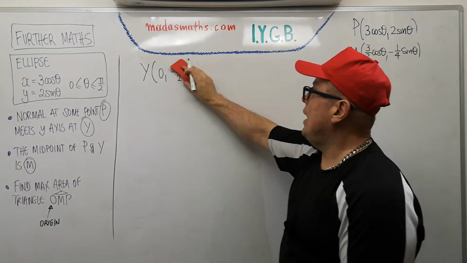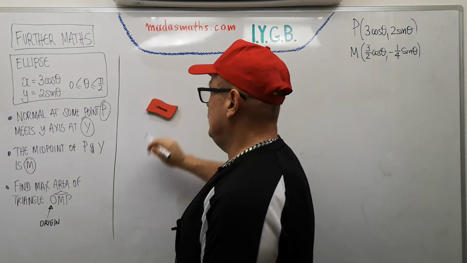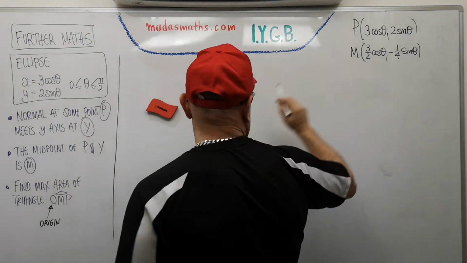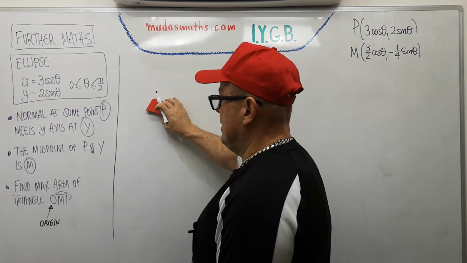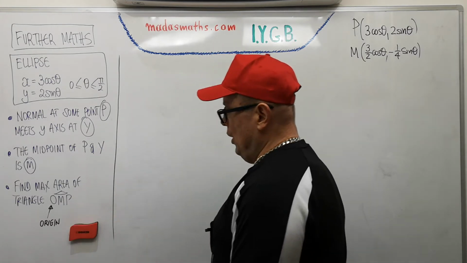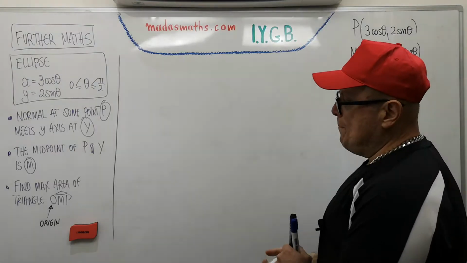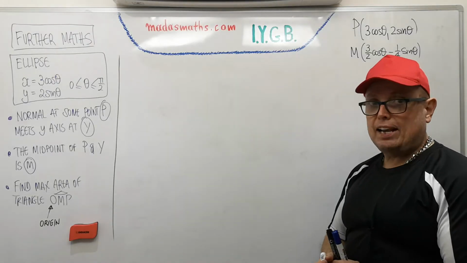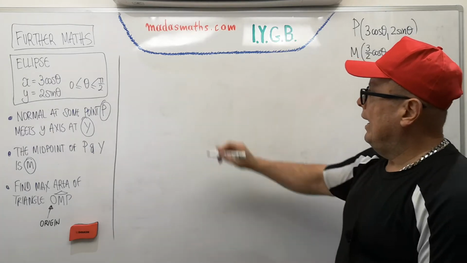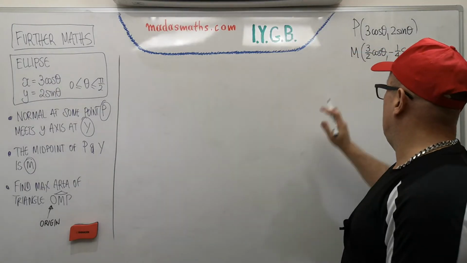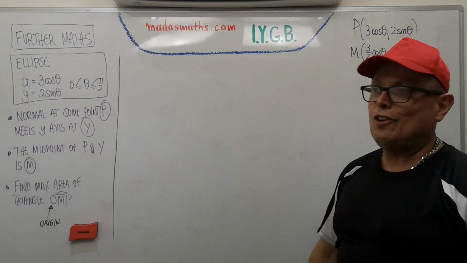So now I have the coordinates of M, I have the coordinates of P, and therefore I need to find the maximum area of the triangle OMP. Let's not worry too much about the maximum for the time being. Let's see, where is this triangle first of all? Okay, I need a picture. There's no way I can, well actually there is a way. I'm going to show you something.